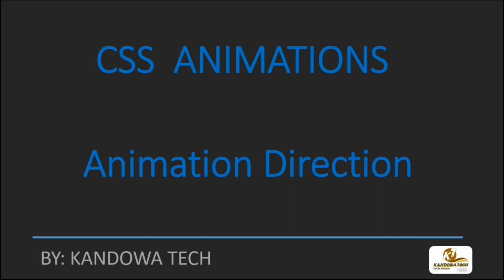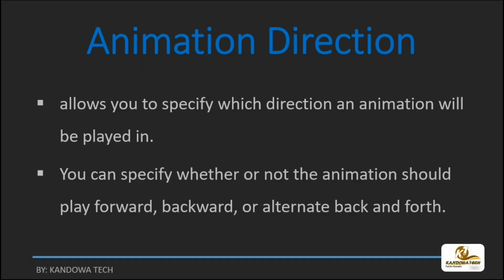Hello guys, welcome to our 7th tutorial of this CSS animation crash course. In this tutorial, we are going to be looking at animation direction. Animation direction allows you to specify which direction you want your animation to be played in. So you can specify whether the animation should be played forwards, backwards, or alternate back and forth.